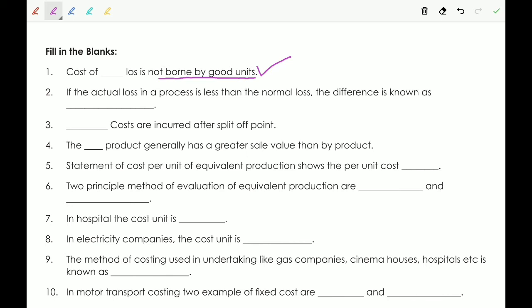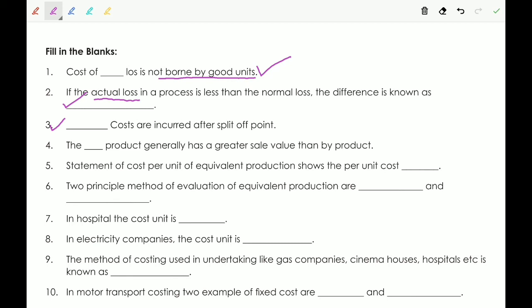Next, second one, if the actual loss in a process is less than the normal loss, the difference is known as abnormal gain. We already discussed. So abnormal gain is the saving of actual loss. Next, third one, dash costs are incurred after split off point. So after split off point, we incur subsequent cost.